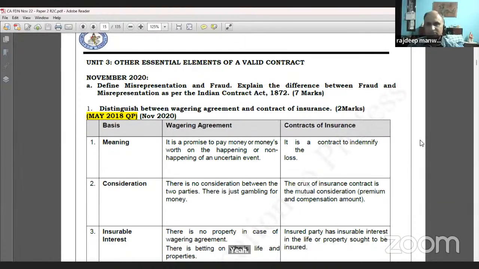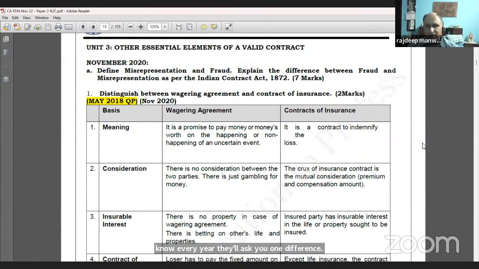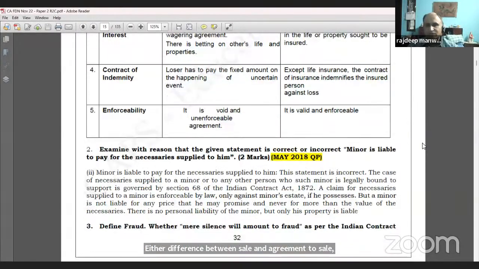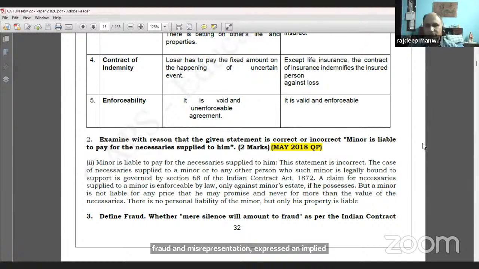Other essential elements of a valid contract. November 2020: define misrepresentation and fraud. Explain the difference between fraud and misrepresentation. This you all can go through. I told you, every year they'll ask you one difference: either difference between sale and agreement to sale, fraud and misrepresentation, or expressed and implied contract. In one of those 5 or 6 questions, they will generally ask differences between 2 things.